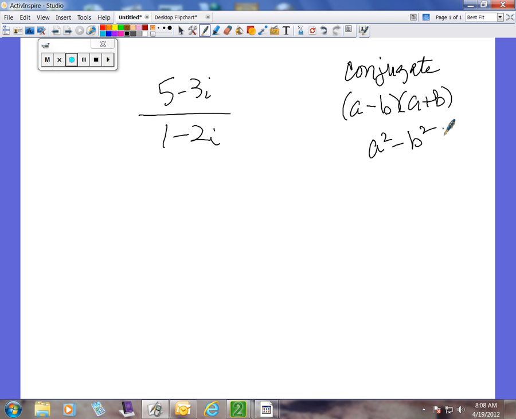Wouldn't squaring an i make it become negative 1? Does an i squared equal negative 1? That's why this works. So I need to multiply by the conjugate of the denominator. What would that be?